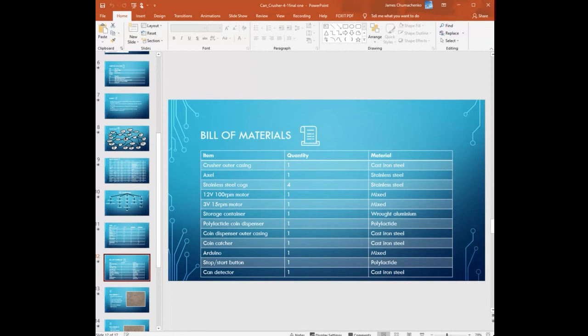The other products that we used were ferric stainless steel and polylactide, which is what you could see in electrical components, and sort of our mechanisms was largely the stainless steel. Our chamber and whatnot was obviously the cast iron, making it more durable and capable of withstanding the force that was going to be exerted on it from crushing a can. So the next thing is the designs.